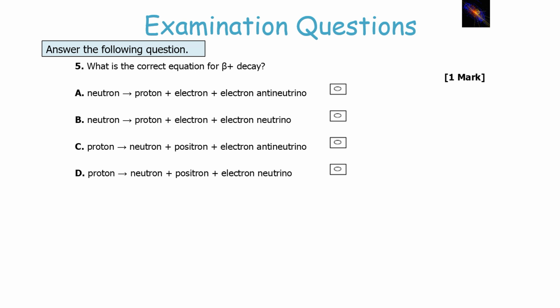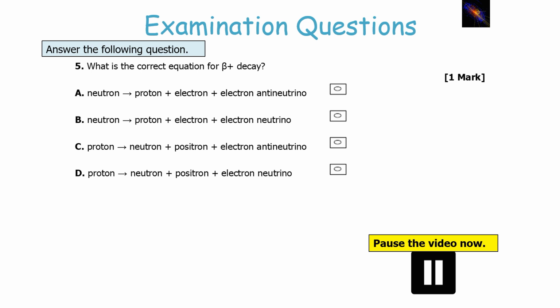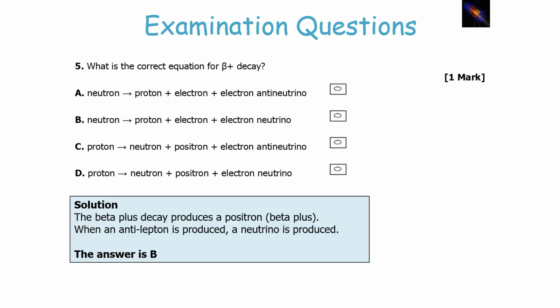Next question, what's the correct equation for the beta plus decay? So pause the video now, then unpause the video when you want to go through your answer. So the beta plus decay, by its name, beta plus, means there must be a positive beta particle produced, which is a positron, and when you produce an antilepton, you must also produce a neutrino to conserve your lepton number. So the answer is B.